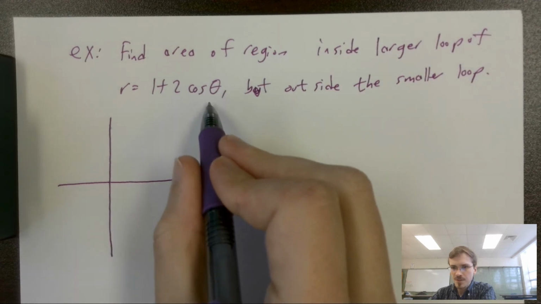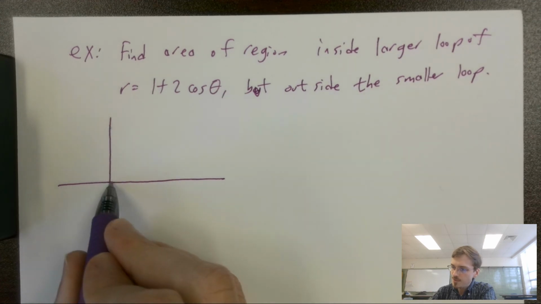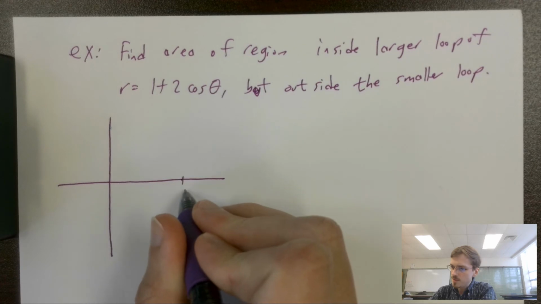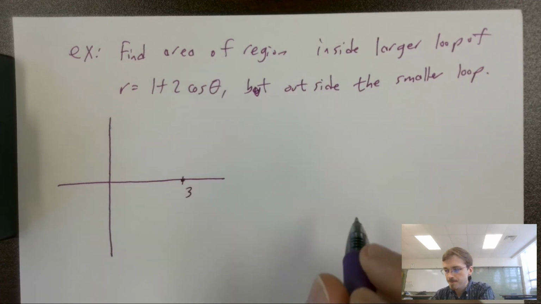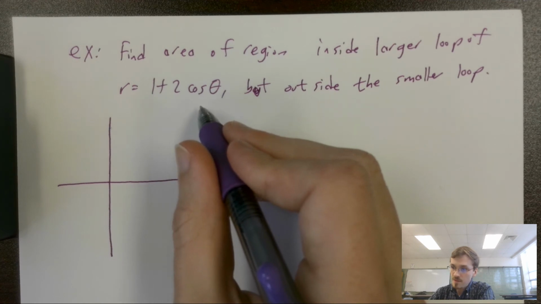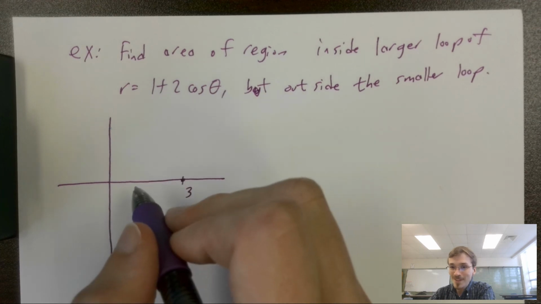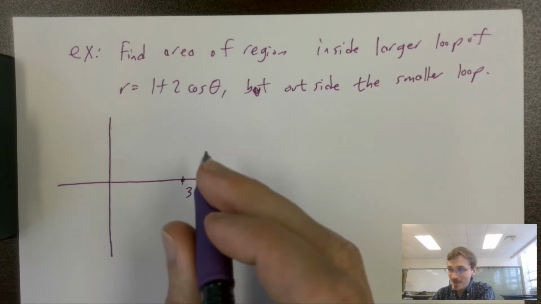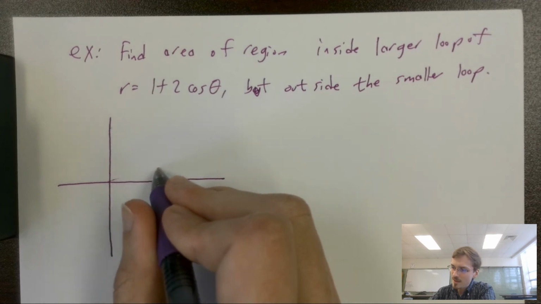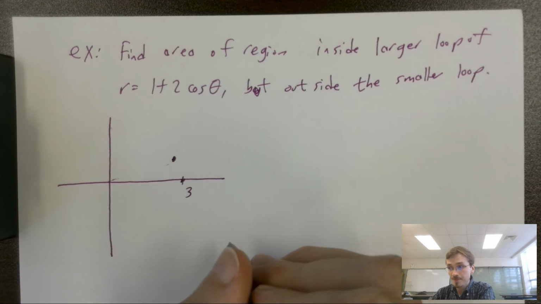If theta is equal to 0, 1 plus 2 is equal to 3. So if theta equals 0, r is equal to 3. So I'm 3 units away from the origin. Whenever theta is equal to pi over 6, say, cosine of pi over 6 is root 3 over 2. So I'm 1 plus square root of 3 units away from the origin, which is just a little bit shy of 3, but inclined at an angle of pi over 6.